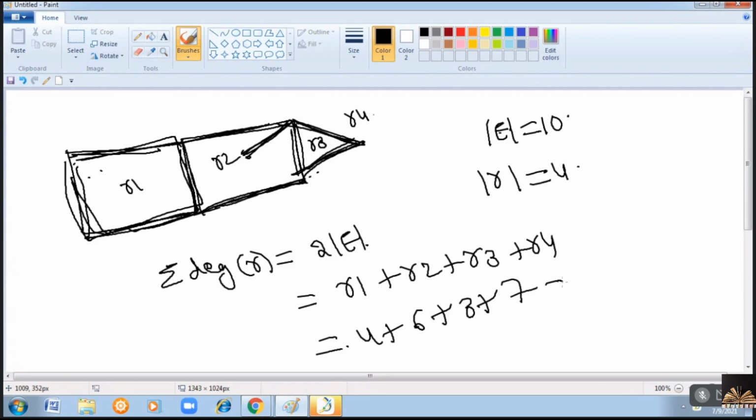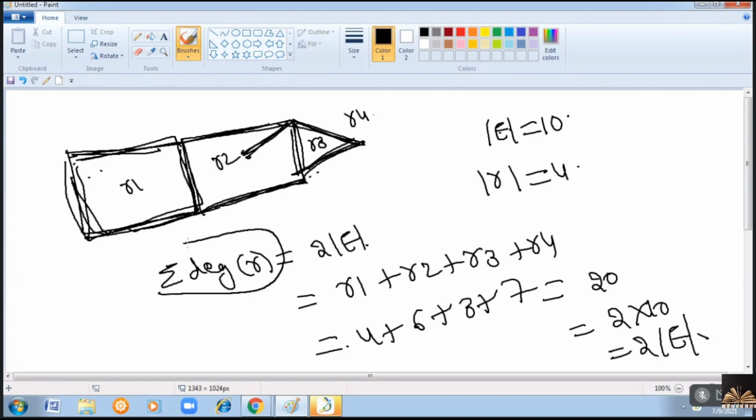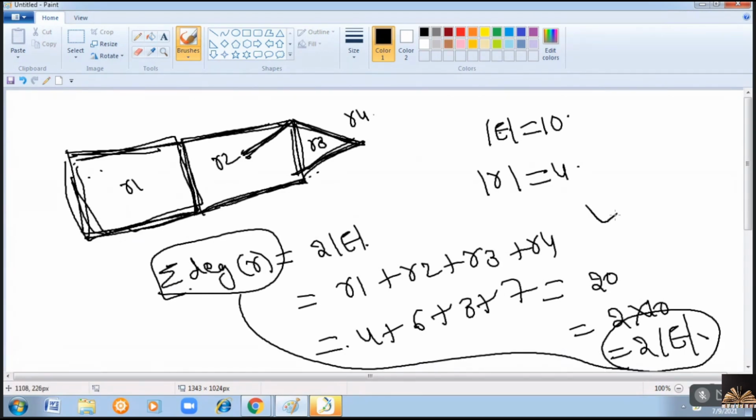Right? When you add these, what is the answer? 4 plus 6 plus 3 plus 7 is 20. I can write 20 as 2 into 10. 10 is the number of edges, right? Therefore, you can say the sum of the degrees of the regions is equal to 2 times the number of edges, right? Clear, ma? Take down.